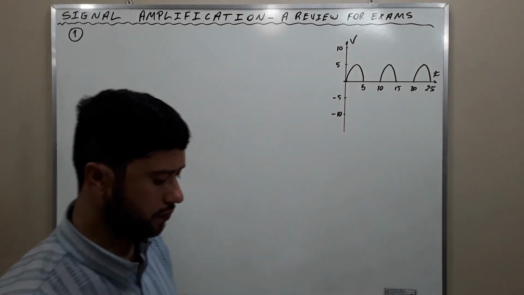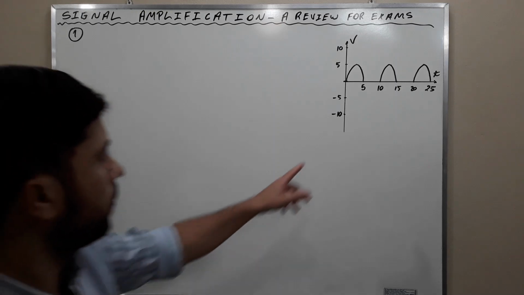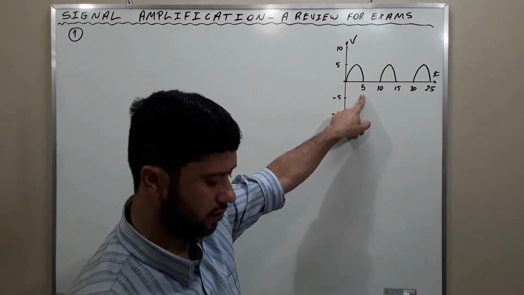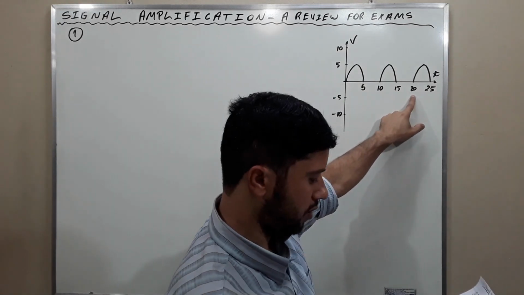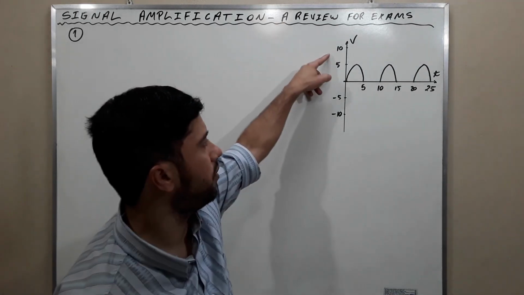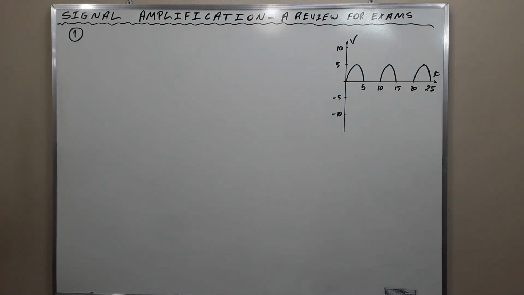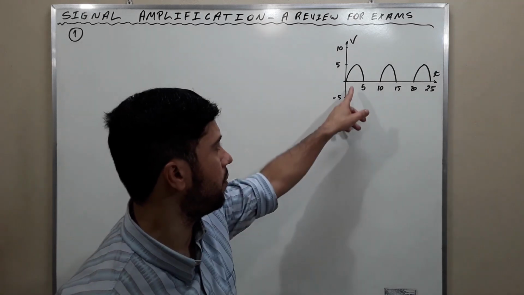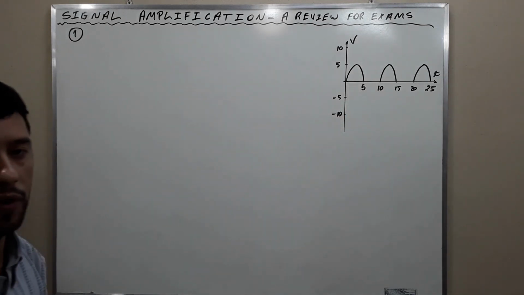This is the input waveform, and as the exercise said, it is a half-rectified sine wave. Observe that the amplitude of the voltage between 0 milliseconds and 5 milliseconds, between 10 milliseconds and 15 milliseconds, and between 20 milliseconds and 25 milliseconds is the same and equal to 5 volts. This is in volts and this is in milliseconds. After amplification, the magnitude of the output waveform will be the same at these intervals as well. This is our first conclusion.